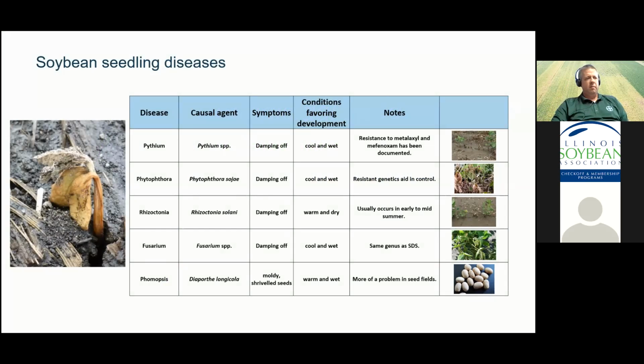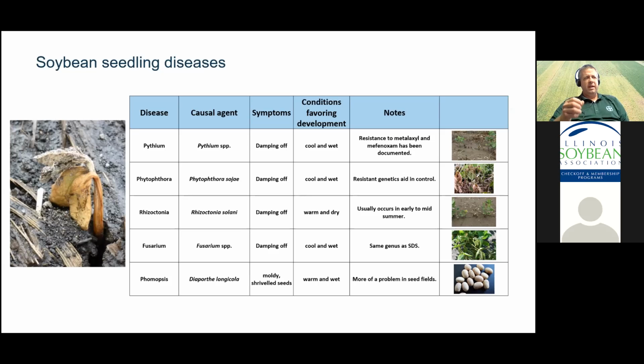but the main point I want to take away from this slide is to illustrate that if you look at the conditions that favor development of these diseases, they're not all the same. In a cool wet year, we're going to see Pythium, Phytophthora, and Fusarium being more of a problem. In a warm year, we might see Rhizoctonia. If it's dry, we might see more Phomopsis if it's wet. So it really depends on the conditions, and we need to choose a fungicidal seed treatment that has a combination of active ingredients that will protect us against multiple diseases.